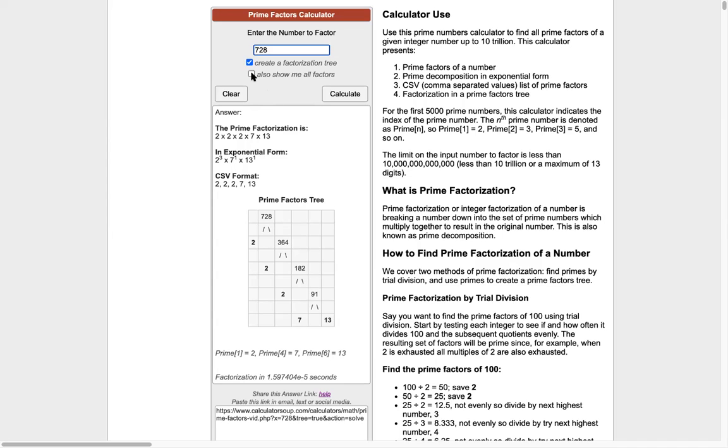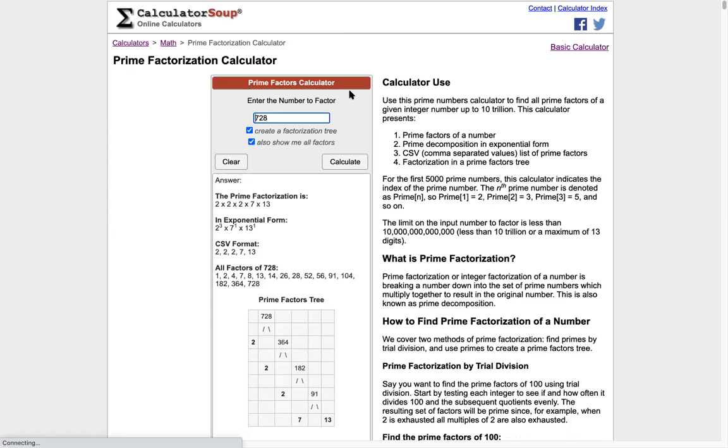Now let's click Also Show Me All the Factors. And you see here you get another bit of information, and that's all the factors of 728. In this list, there's prime and non-prime numbers. It's just all the factors of 728. And if you multiply all those together, you don't get 728, so don't expect to get that. That's just the list of all the factors of 728. Again, not related to prime factorization, but just provided here as a convenience.